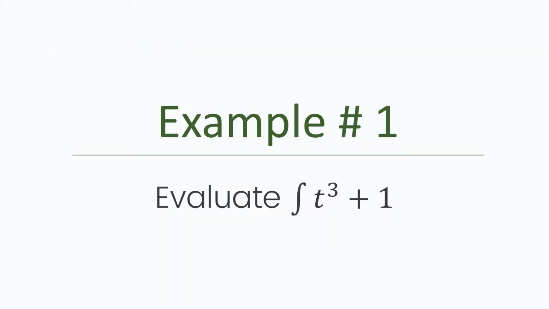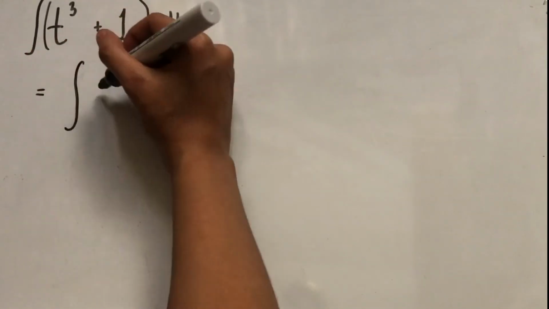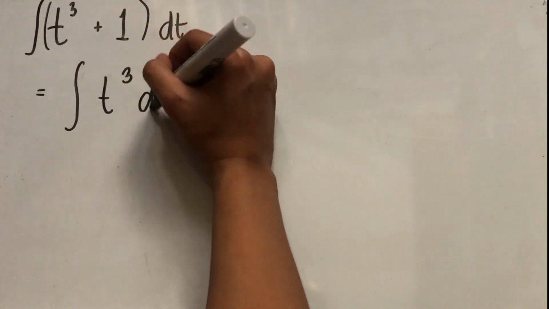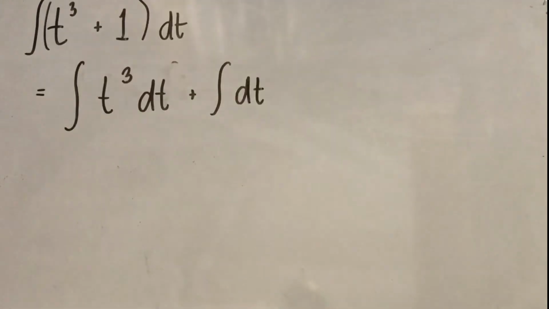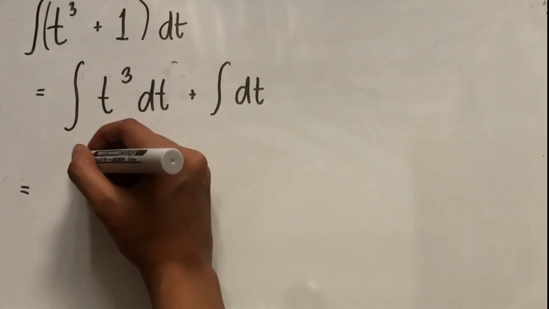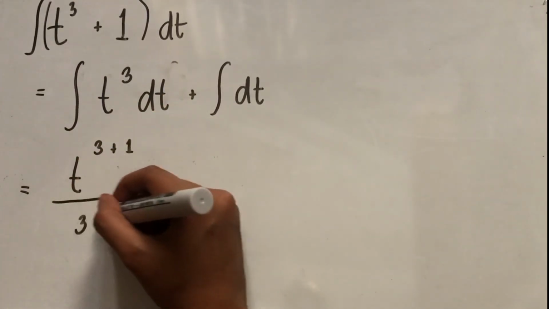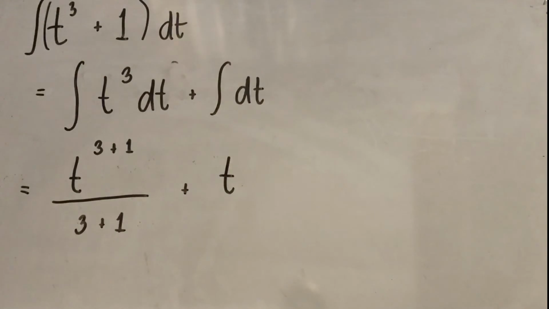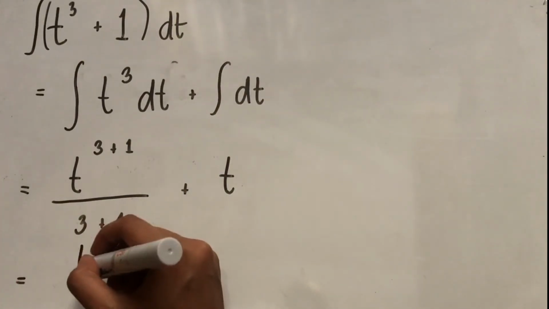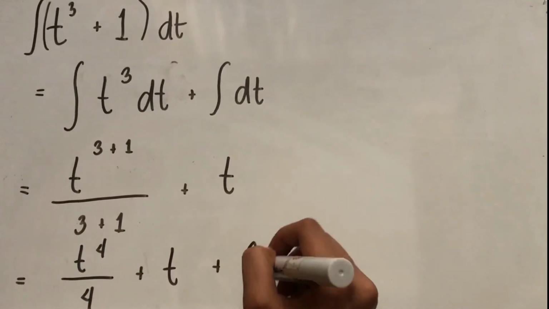For our first example, let's evaluate the integral of t cubed plus 1. In this example, we can use the sum rule, meaning we can integrate separately t cubed and 1. To integrate t cubed dt, we can use the variable rule. So, t raised to 3 plus 1 over 3 plus 1. Plus, we can use the constant rule here, so it's t. Simplifying, we now have t raised to 4 over 4 plus t plus the constant c.